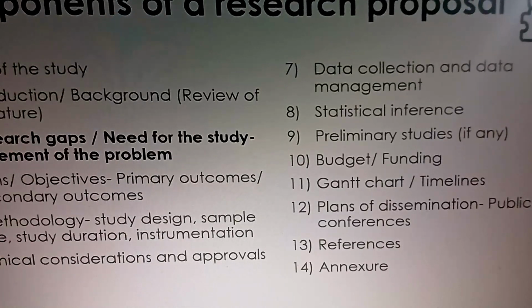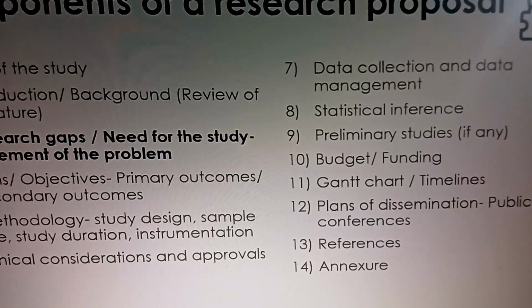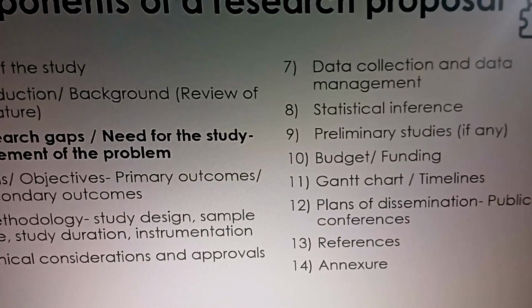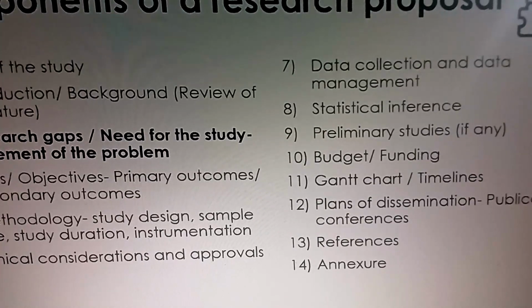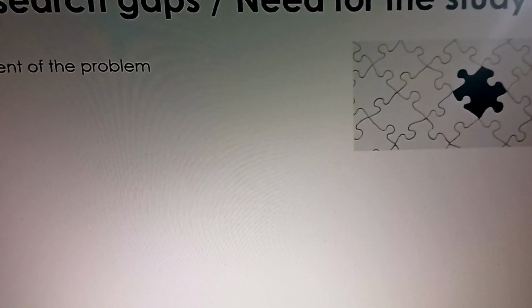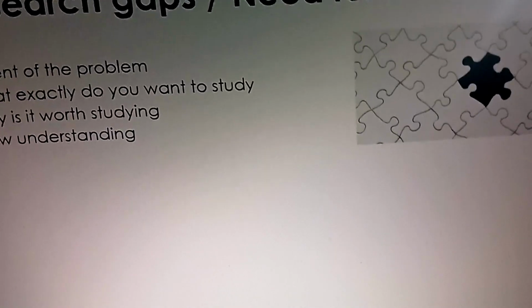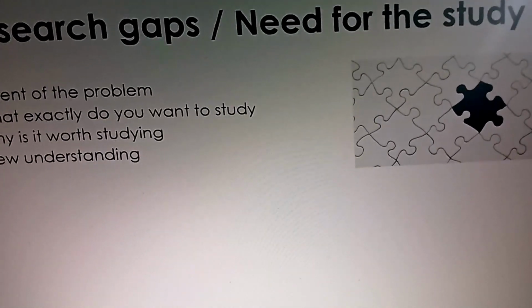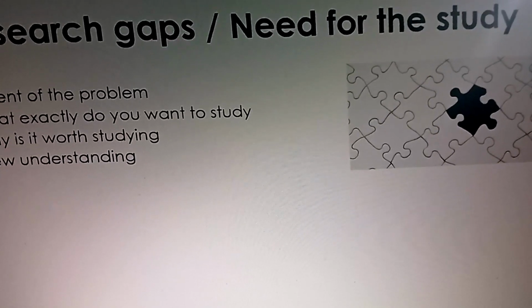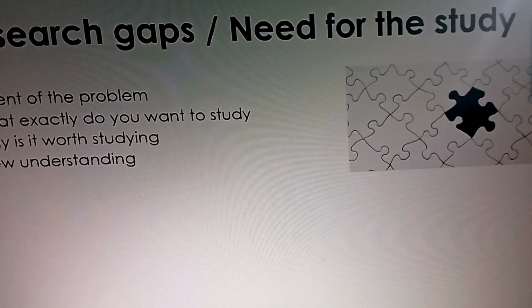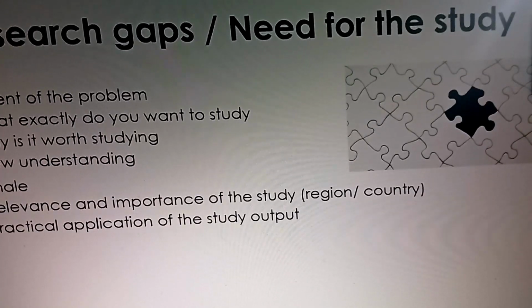Once you have the introduction and a clear aim, then you have to write the research gaps and statement of problem. Basically, the statement of problem is what information is missing, or what has not been studied. So what exactly you want to study from what is available, why it is worth studying, and what new understanding you are going to get from the entire research. All these three points should be very nicely expressed in the proposal.